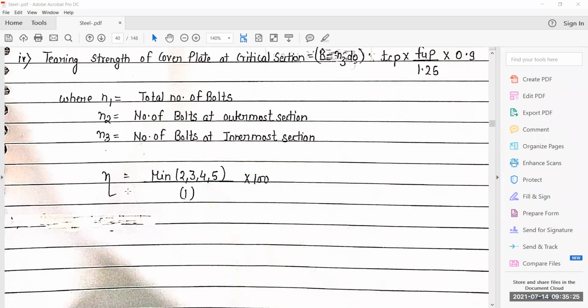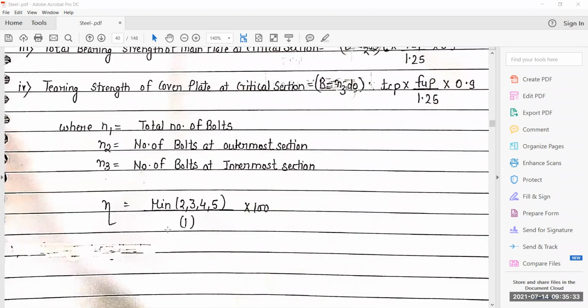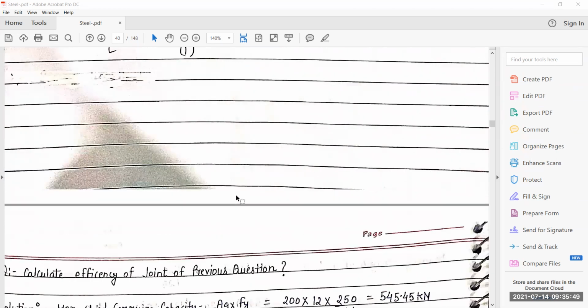Efficiency eta is equal to the strength over the maximum load into 100. Then you calculate the carrying capacity of the plate at the critical section. So you know the total number of bolts, the number of bolts at the outermost section, and the number of bolts at the innermost section.